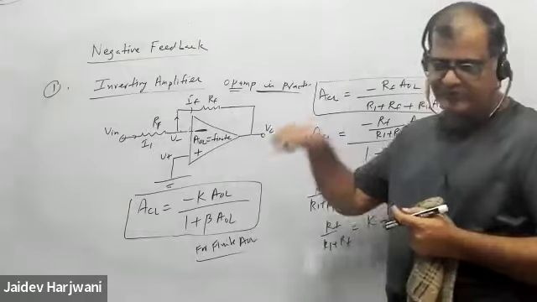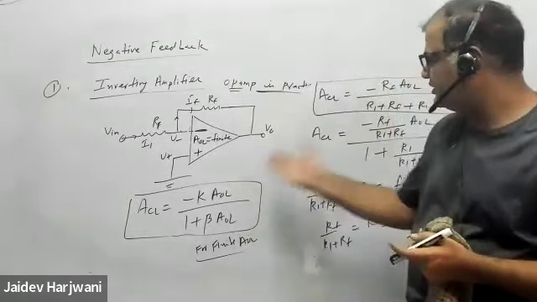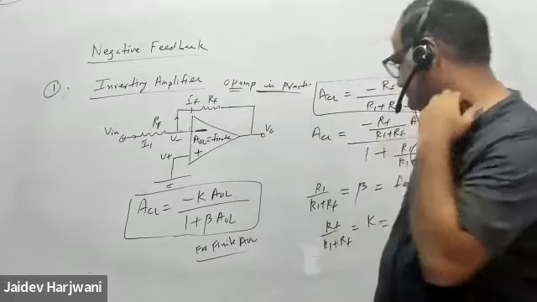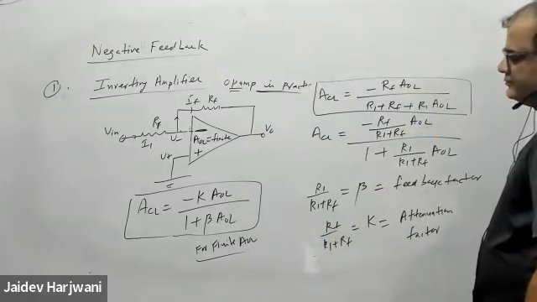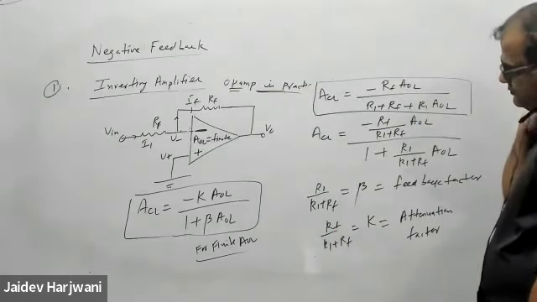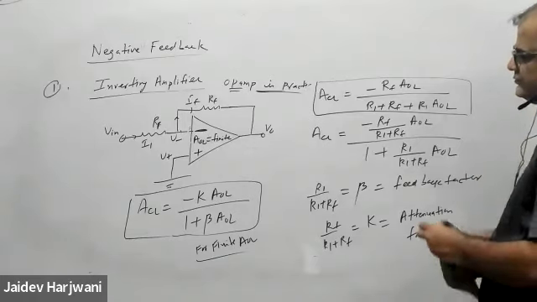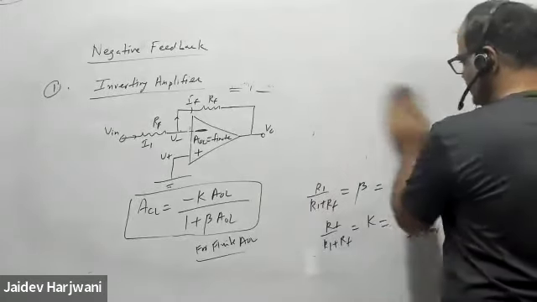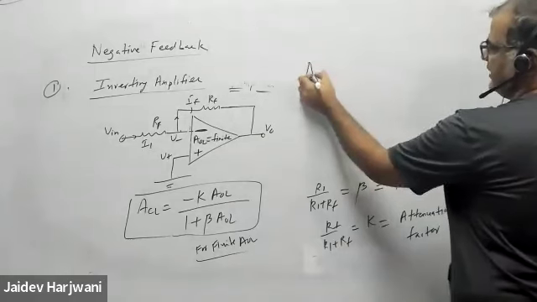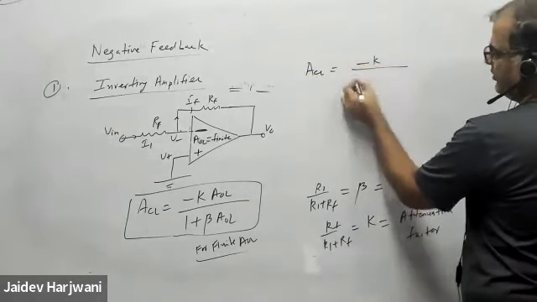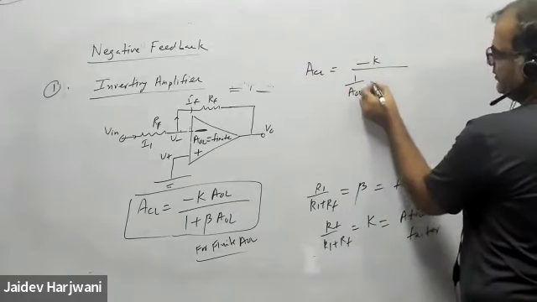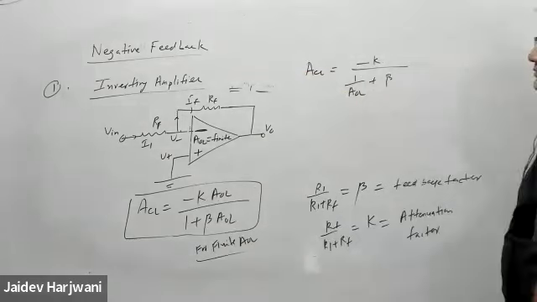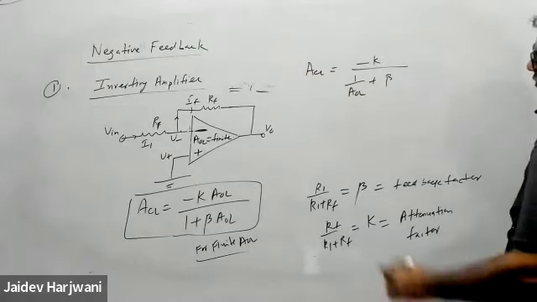Okay. Now, this formula should approach the ideal formula. If I put AOL equal to infinite, we will see whether this formula is approaching the actual thing or not. Now put AOL infinite in this and see what is happening. So this formula can also be written as closed loop gain equal to minus K upon 1 upon AOL plus beta. I can write it also like this, dividing by AOL. Now put AOL is infinite.